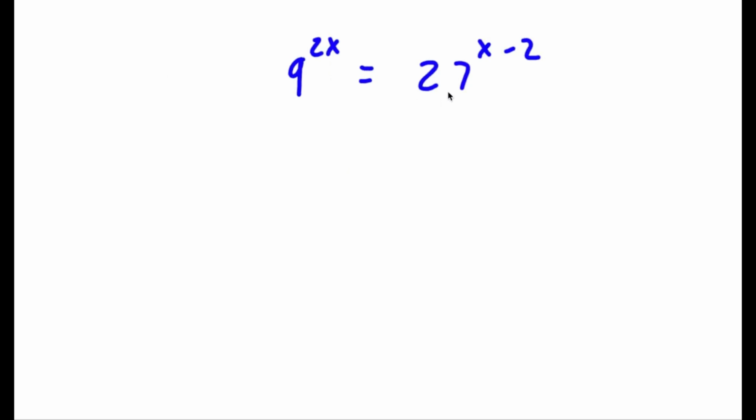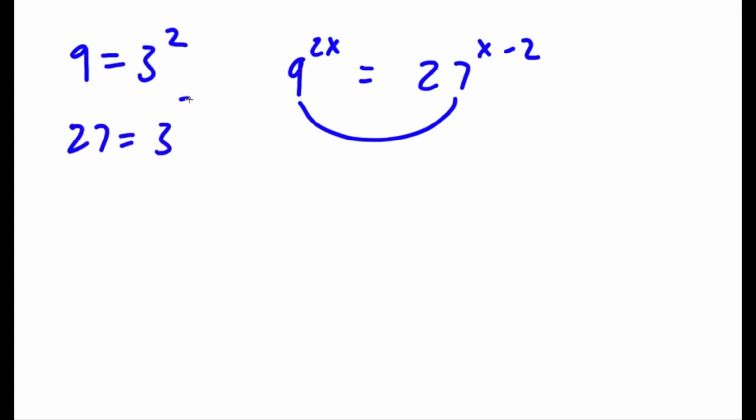So I have 9 to the power of 2x is equal to 27 to the power of x minus 2. Now, the simplest way to solve this problem is to actually make both of these bases the same. So right now, we have a base of 9 and we have a base of 27. And we want to make these two bases the same. Well, 9 and 27, these two are both powers of 3. So 9 is equal to 3 squared, and 27 is equal to 3 cubed, or 3 to the power of 3. So now if I substitute these two values in for 9 and 27, then both our bases will be 3.